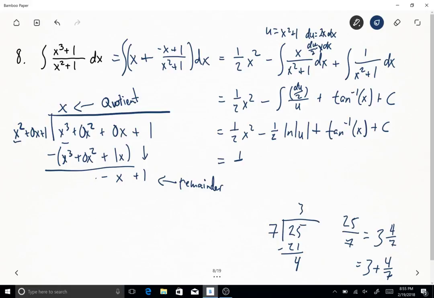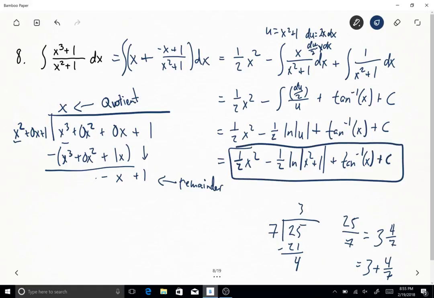So this equals 1/2 x squared minus 1/2 natural log of, well, this should be x squared plus 1 because that's what u is, plus arctangent of x plus some constant c. Okay, so hopefully that makes sense. If not, please let me know once again. Be happy to try and elaborate a bit more there.